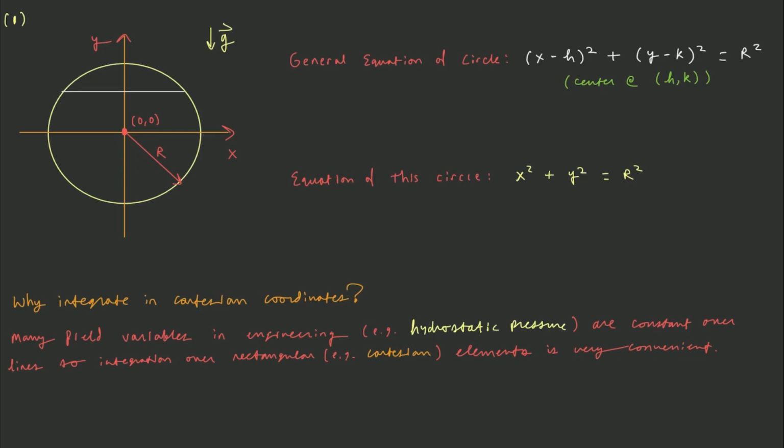So to begin, what we'll do then is we'll first look at the general equation for a circle. So we have a circle centered at 0, 0 here, and we know the general equation for a circle is x minus h squared plus y minus k squared equals r squared. And the center of that circle would then be at h, k. And the equation for this circle is x squared plus y squared equals r squared.